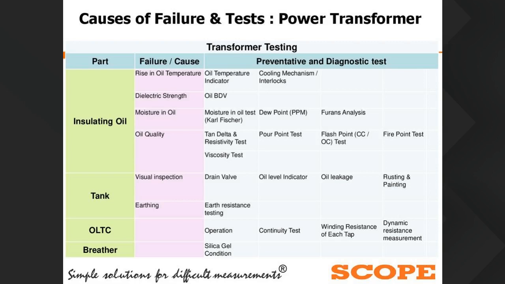Similarly, tank, visual inspection and earthing. The drain hole, oil level indicator, oil leakage, rusting and painting, we can check to check the healthiness of the tank. Similarly, OLTC. There are different tests, that is winding resistance, continuity test, operation test, like that. To check the breather, silica gel is used for checking the healthiness of the breather. If there is any problem, then the blue silica gel color will change to pink.